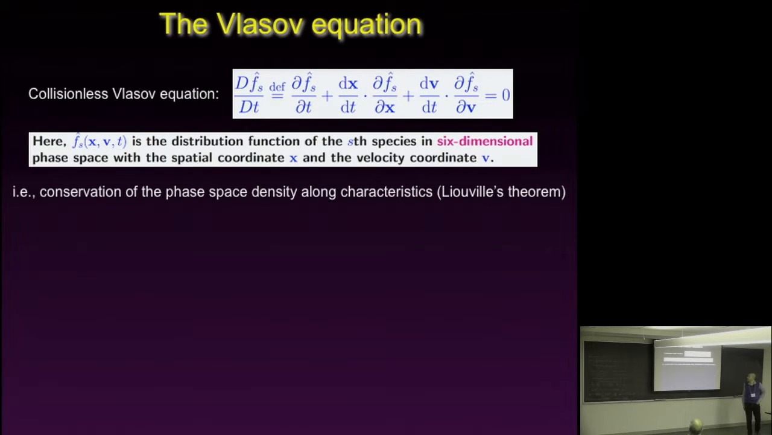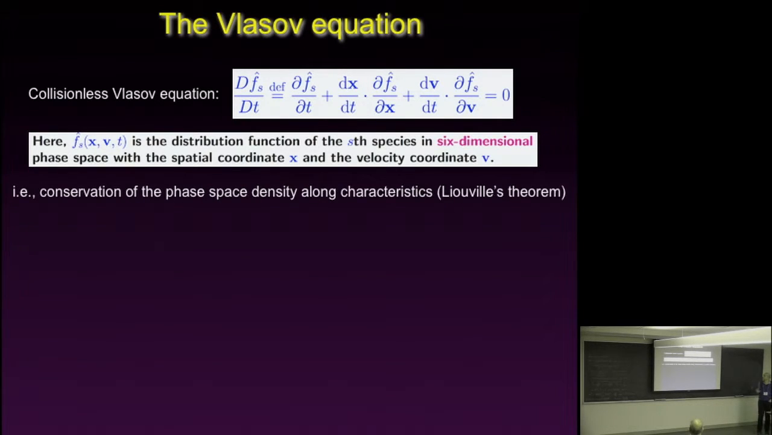So we start from the collisionless Vlasov equation, which is shown here. It's basically the conservation in phase space of the six-dimensional distribution function f for a species s, in this case. This Lagrangian derivative being equal to zero means that the phase space is not changing along characteristics. You follow characteristics in velocity and coordinate space, and the distribution function is not changing. It's conserved. This is a manifestation of Liouville's theorem.